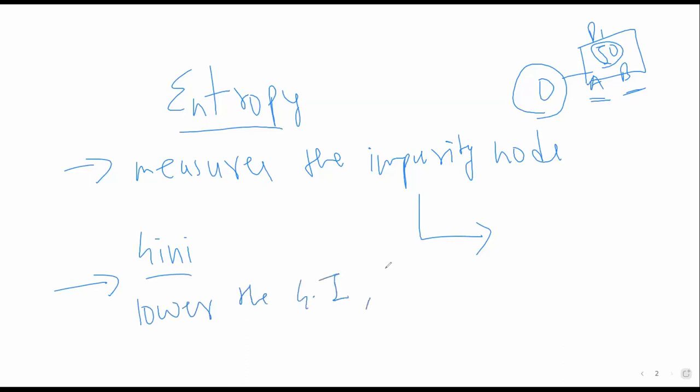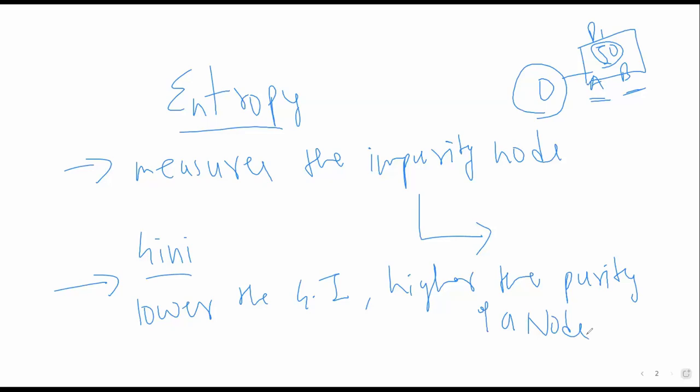The lower the Gini index, the higher the purity of a node. Higher purity means all the samples of a node belong to the same class. If the Gini index is zero, then all the samples of a node belong to the same class.